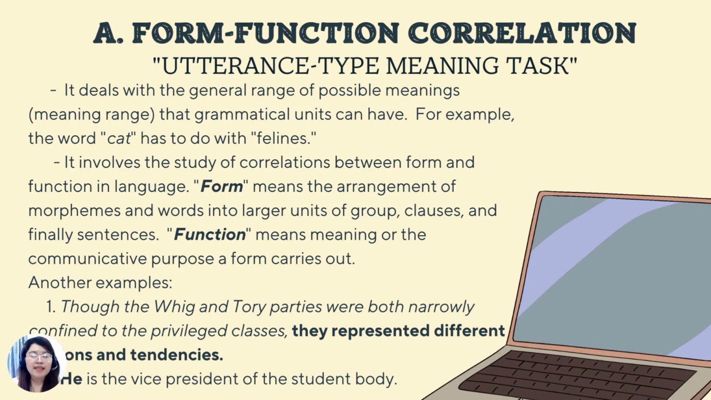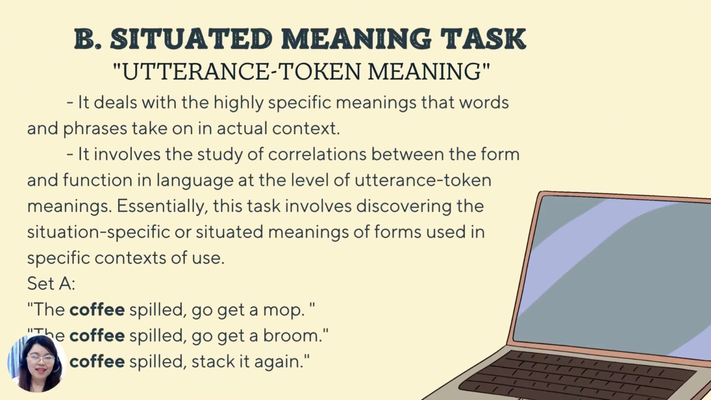Now, understanding the situation is already outside the form function correlation or the utterance type meaning task. Analyzing the situation is also another task. So that is our second task. The second task is the situated meaning task, which the author prefers calling utterance token meaning. Utterance token meaning deals with the highly specific meanings that words and phrases take on in actual context.